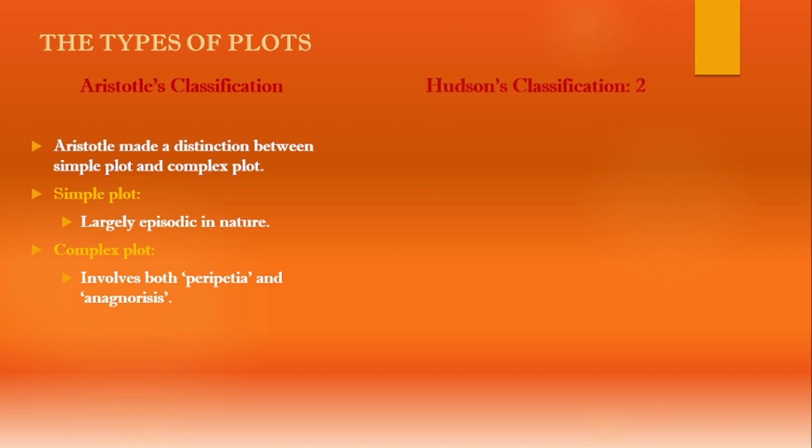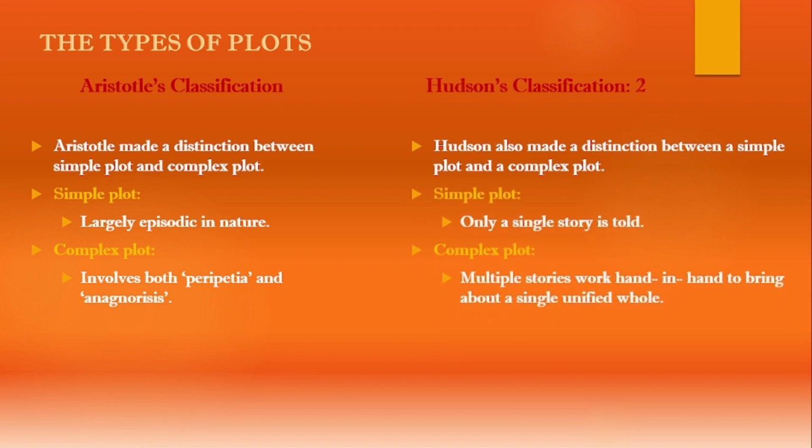So let's move on to Hudson's classification 2. Hudson also made a distinction between a simple plot and a complex plot. A simple plot, according to him, is a plot in which only a single story is told, whereas in a complex plot, multiple stories work hand in hand to bring about a single unified whole.